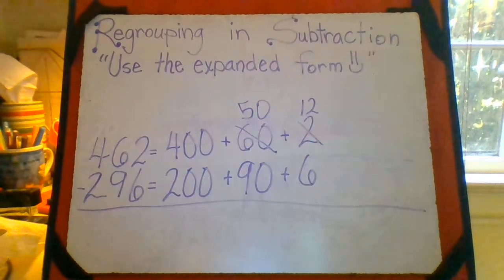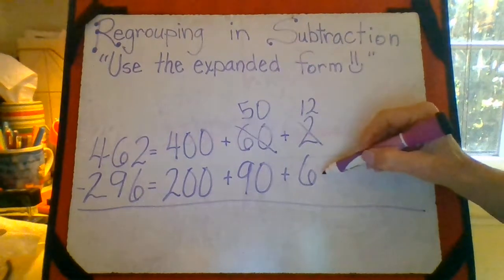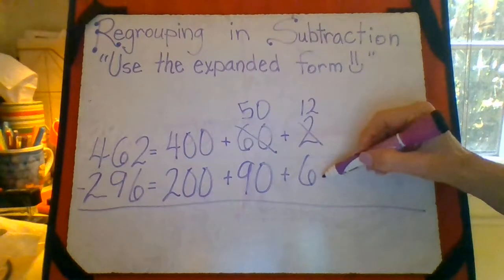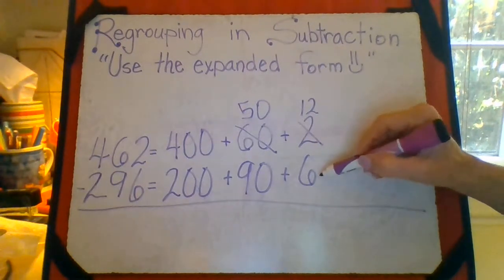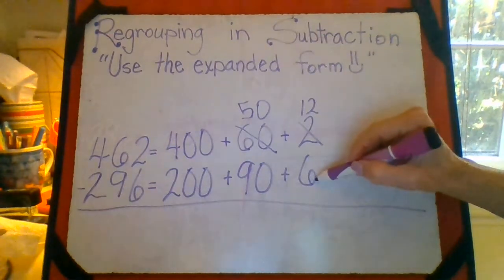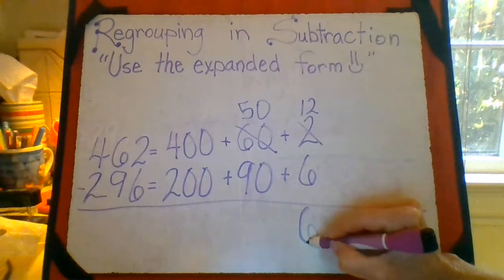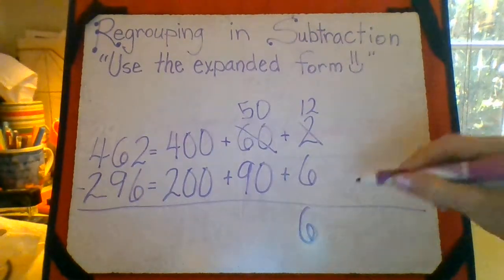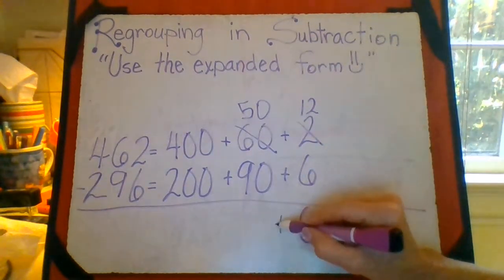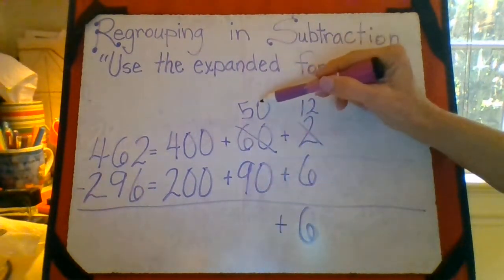Now I can subtract. 12 minus 6. I can use my strategies of my doubles facts to help me. I know that 6 plus 6 is 12. So 12 minus 6 is 6. Now I'm going to add those ones to the tens that I'm going to subtract.